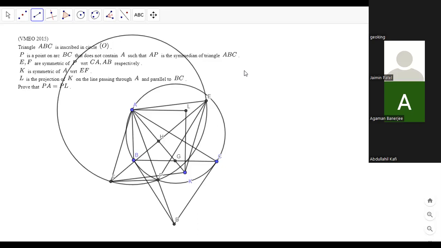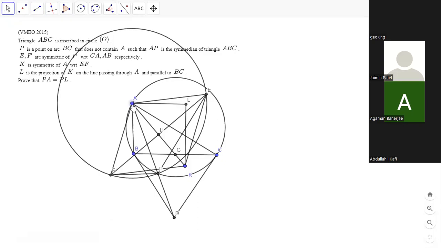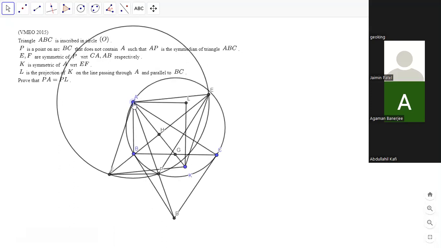Yes, so P is an arbitrary point. Then AQ is perpendicular to EF.